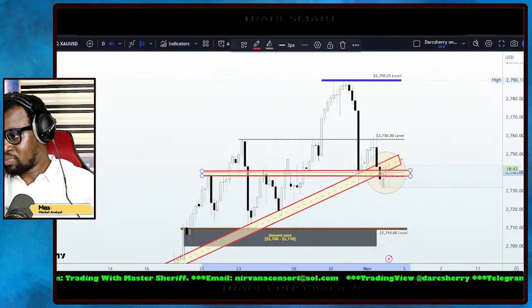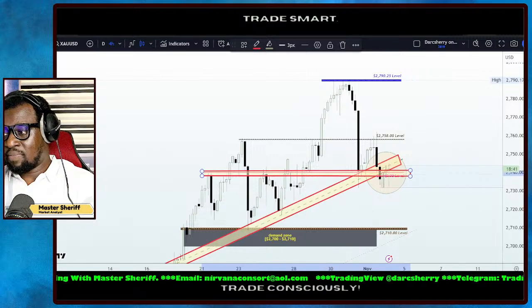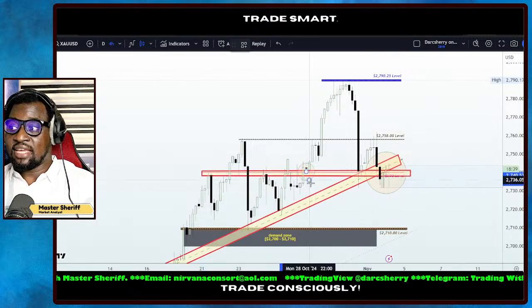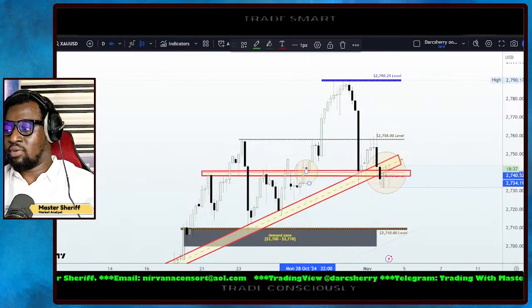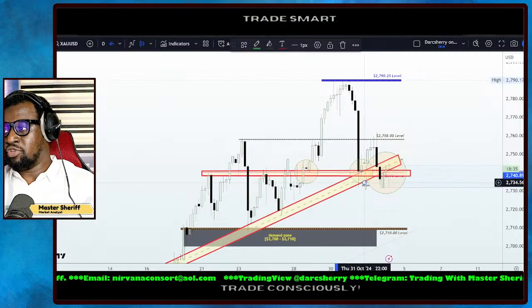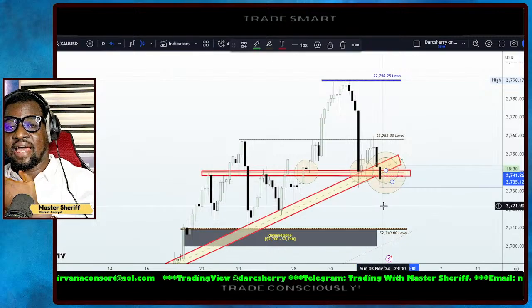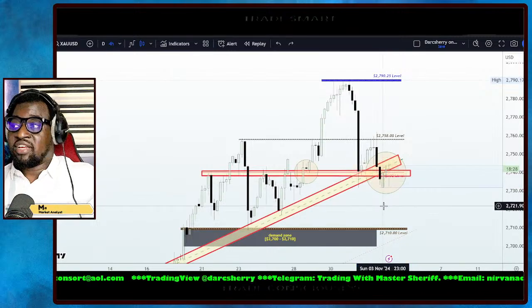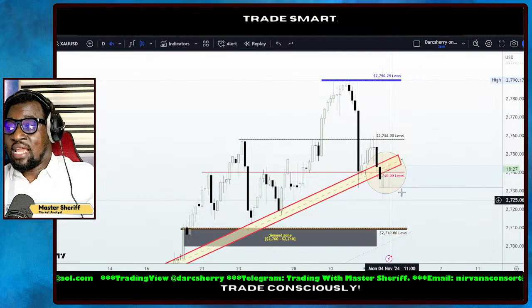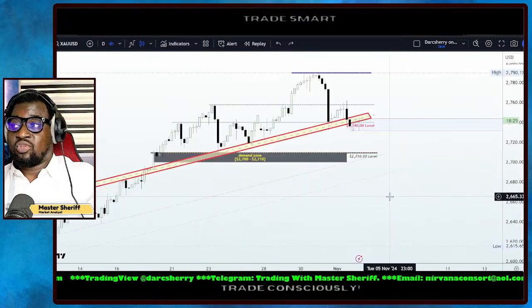So look at this. This was the platform that sent price to hit a new record at the 2,790, and price appeared to have retraced back into that area. So will this area be another platform to push price to the upside? Well, let's wait and see how the market reacts to that key level.